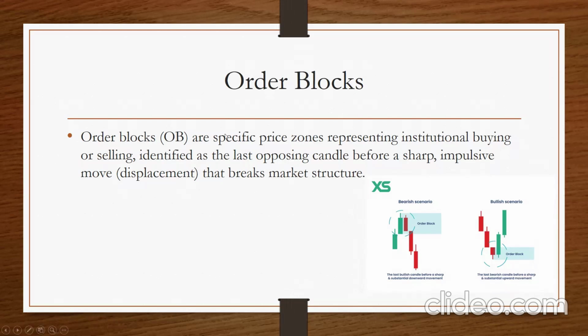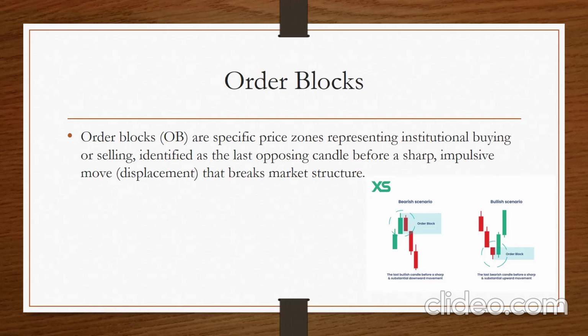Okay. They are specific price zones representing institutional buys and sells. So normally where the market makers would pick their trades. Okay. And it is identified as the last opposing candle before a sharp impulsive move. So by last opposing candle, we mean that if the market is buying, the last bullish candle before the sells, okay, that is the order block.